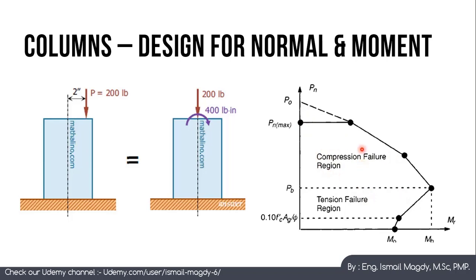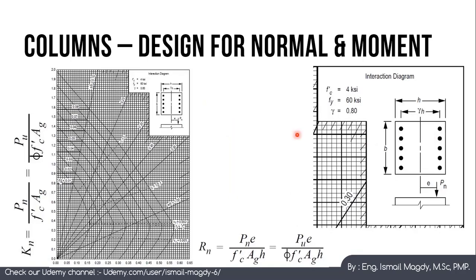If it is in this part, this means that the normal force is high, so this column is governed by compression failure. As it goes lower, this means that the normal force is lower and the moment is higher. This means it is controlled by tension failure. And if our point is outside this graph, this means that the column is unsafe. This is how the interaction diagram looks, what I have just been describing to you.